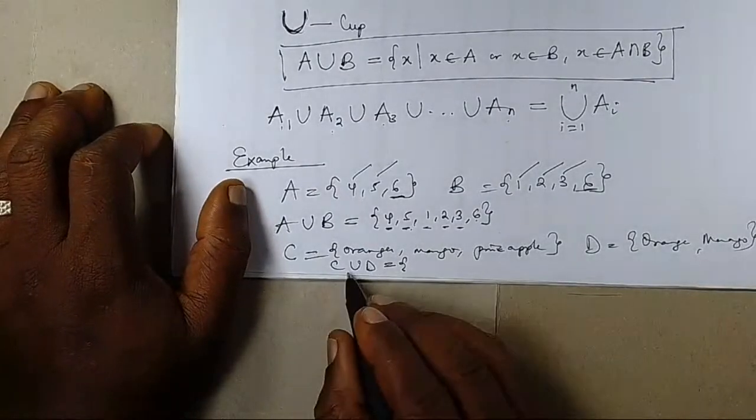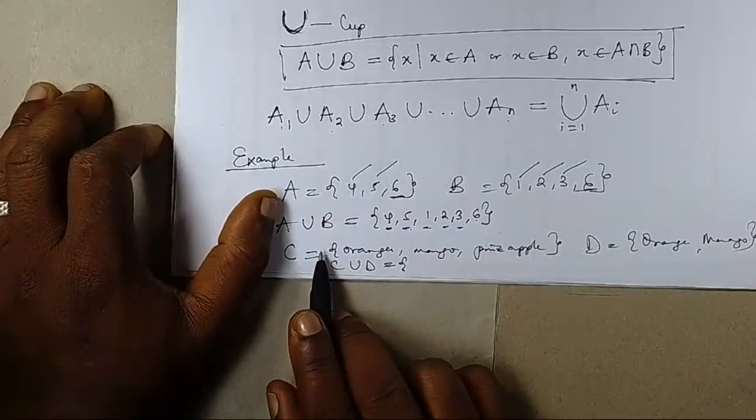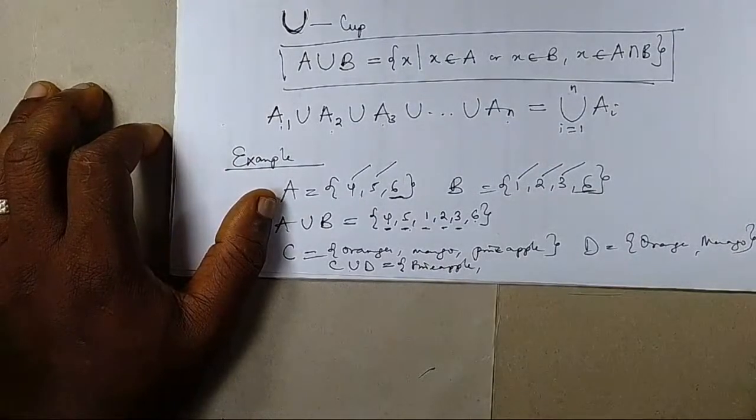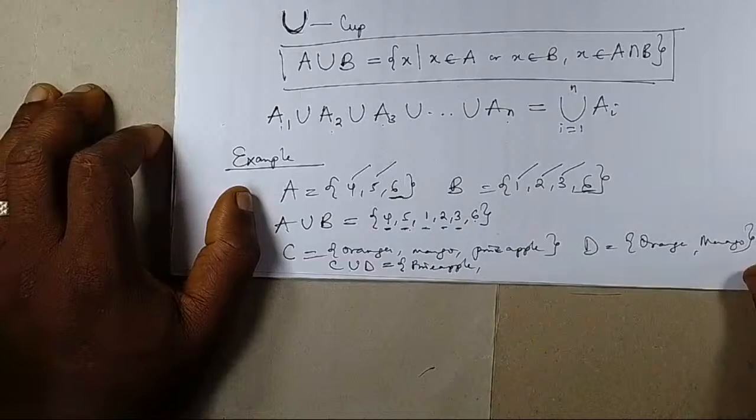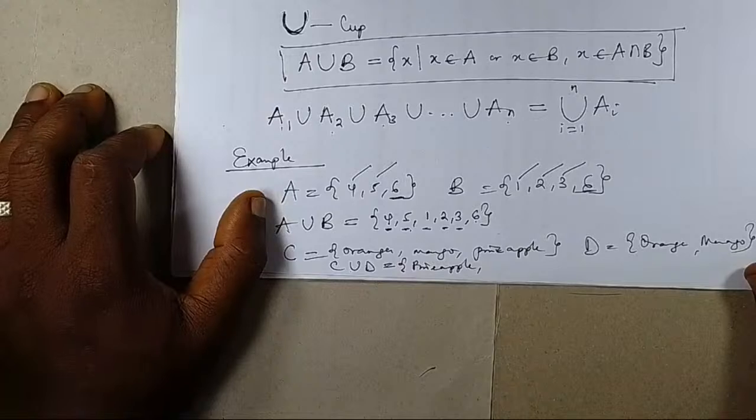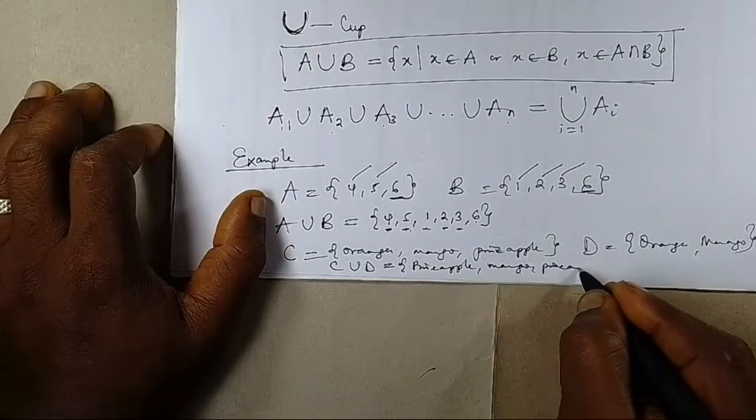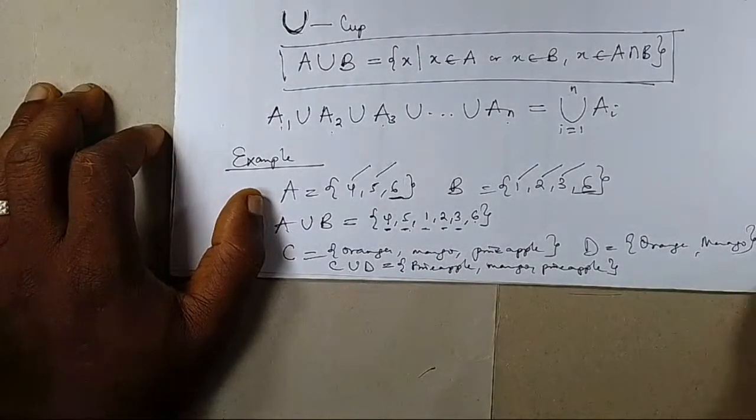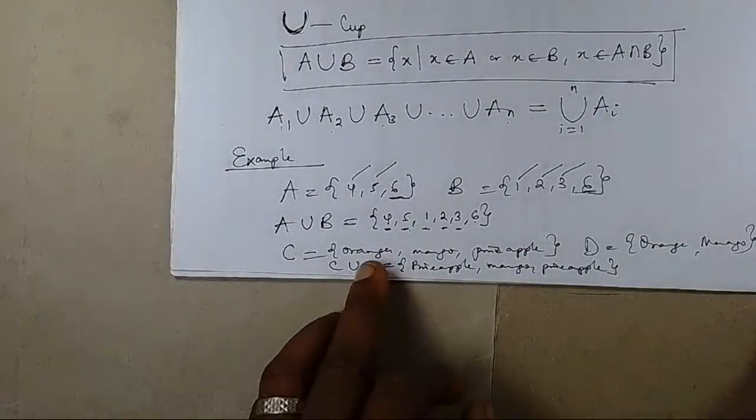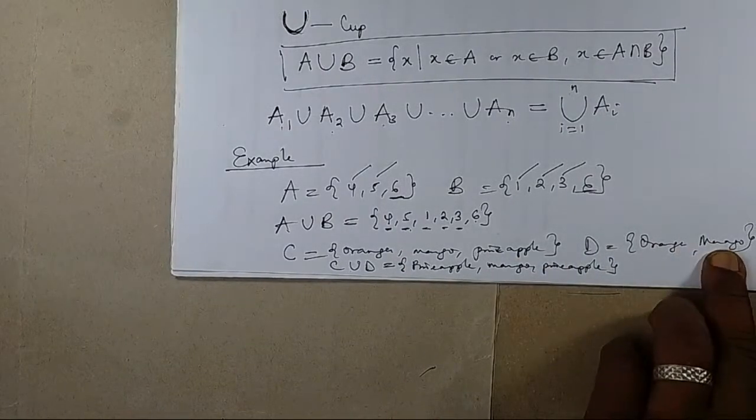So let's start. In C union D, you will take the elements that are found only in C. The element found only in C, in this case just one, is pineapple. Then comes the elements found only in D. There are no elements found only in D. Rather, you have elements common to both C and D, and they are orange and mango. So you will notice that I did not repeat any element. The elements you find in C union D are orange, mango, and pineapple.